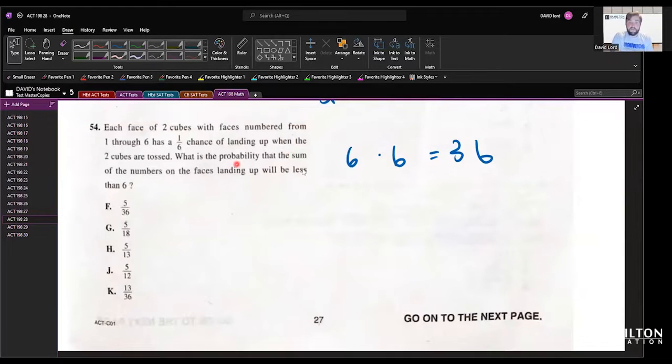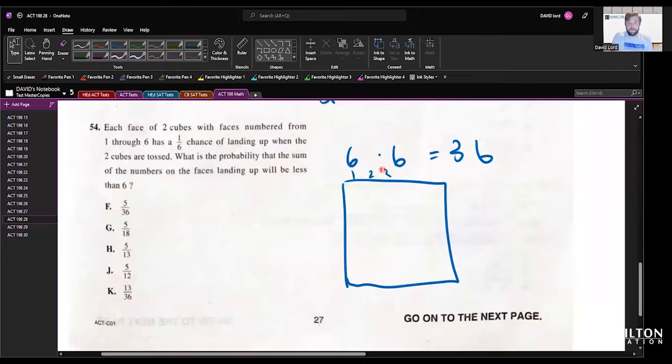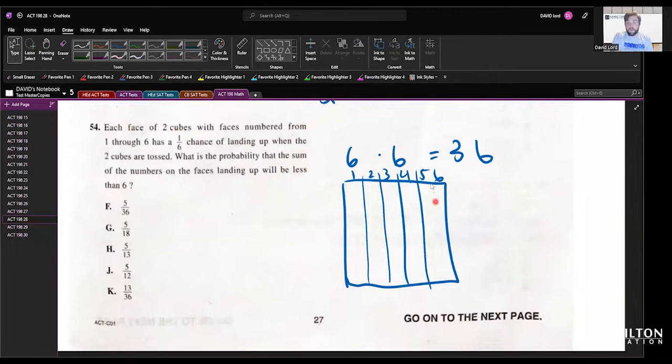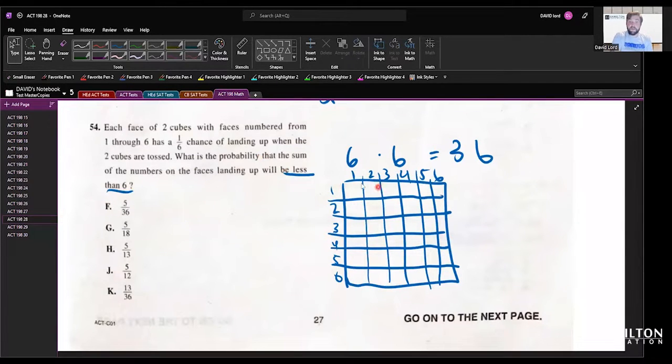However, in order to find the sum of them, I might want to draw a table of values. So I'm going to do that first. So here's 1, 2, 3, 4, 5, and 6. And then because the other die is the same, we're going to do the same thing. 1, 2, 3, 4, 5, 6. You can fill out the entire table, but we only need to find the ones that are less than 6. So I'm going to focus on the smaller numbers. So that's 2, that's 3, that's 4, that's 5.